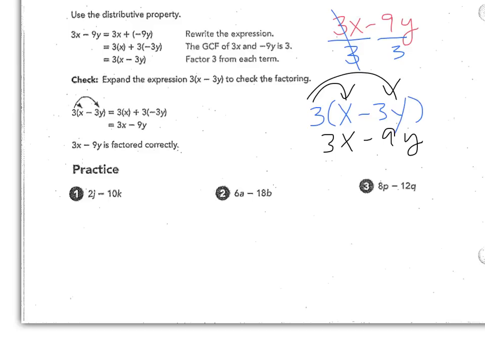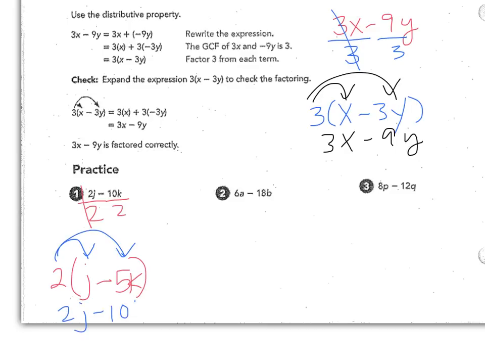All right, so here we go. 2j minus 10k. What do both numbers have in common? They have 2. So I'm going to take out the 2. So we're going to divide each of these terms by 2. 2j divided by 2 is j, and negative 10k divided by 2 is negative 5k. Remember, we can check and make sure we did it correctly. 2 times j is 2j. 2 times negative 5k is negative 10k, which was our original problem. So I'm going to stop it now and have you try 2 and 3 on your own.